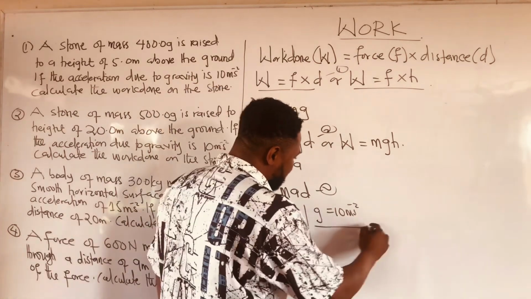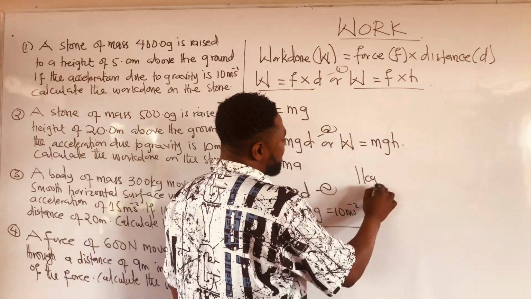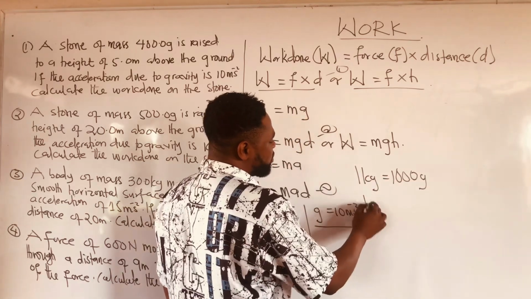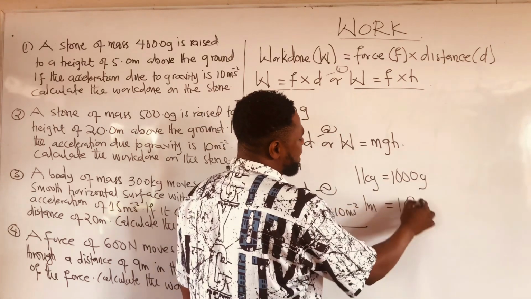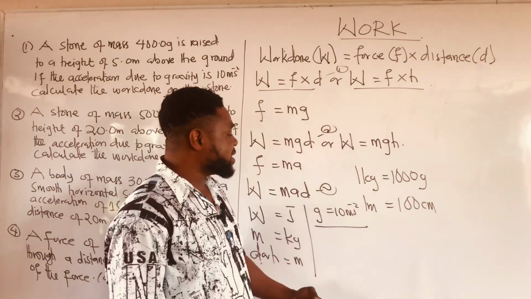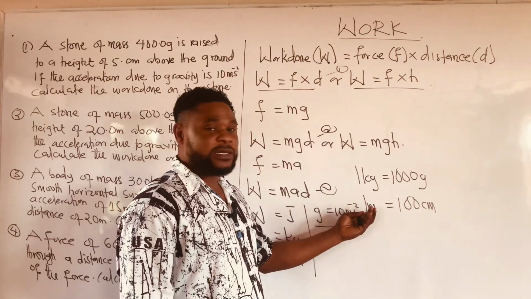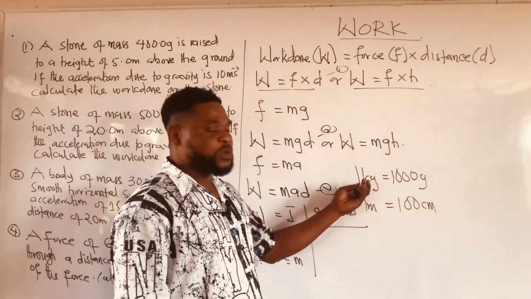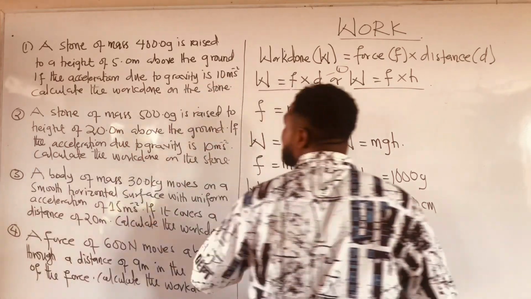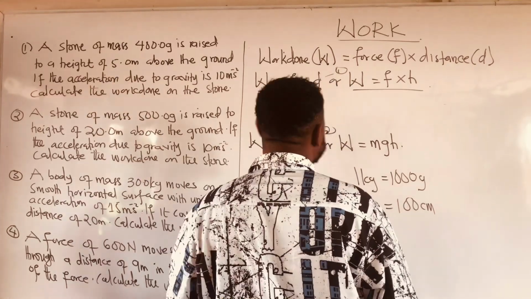Again, there is something we need to know here in conversion of units. 1 kilogram is equal to 1,000 grams, and also 1 meter equals 100 centimeters. So these conversions will help us to change our distance from centimeters to meters, and our mass from grams to kilograms. So these are some few formulas that we can use here. Let's see how we can apply these formulas to solve question number 1.